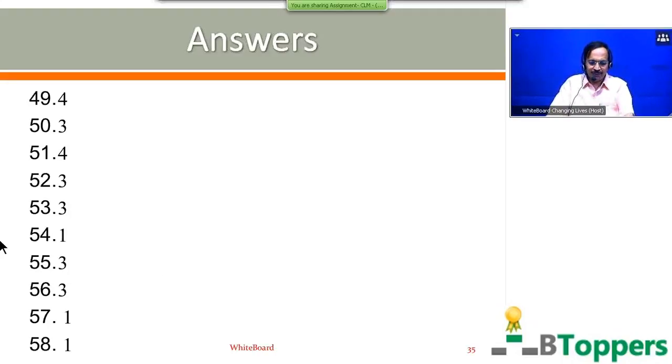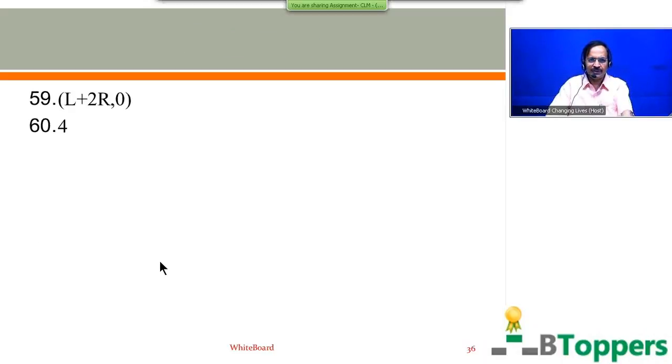So you can mark all your answers up to question number 58 as shown on the screen. In case you need time, you can take a pause. Next, I am showing the answers for the last two questions, 59 and 60, on screen. For 59th question, answer is capital L plus 2 capital R comma 0. That means the required coordinates. Question number 60, fourth option is answer. In my next class, I will be discussing the solutions of these questions.